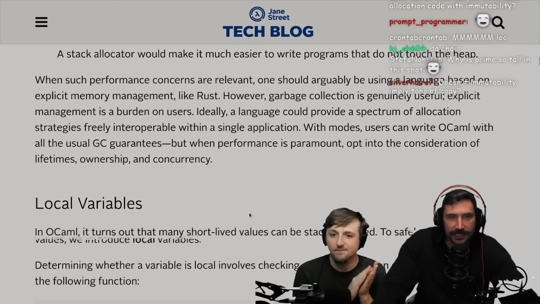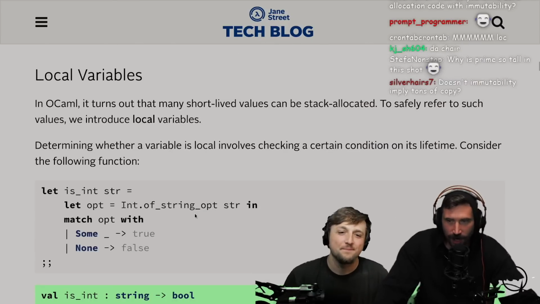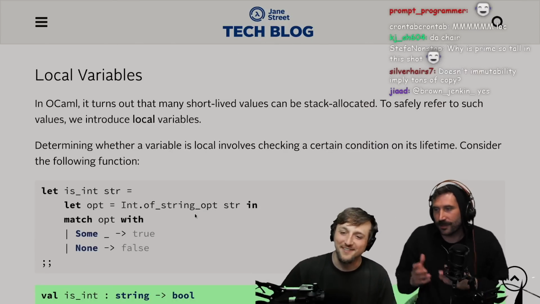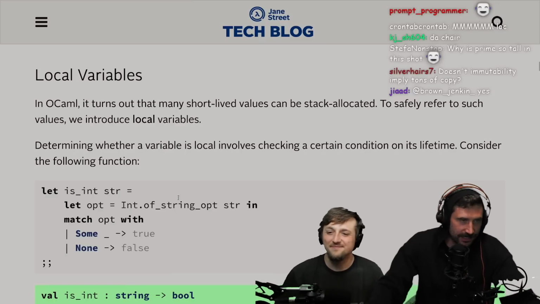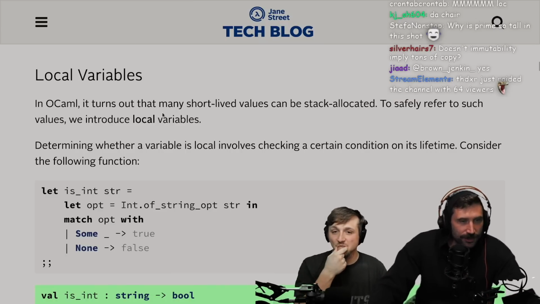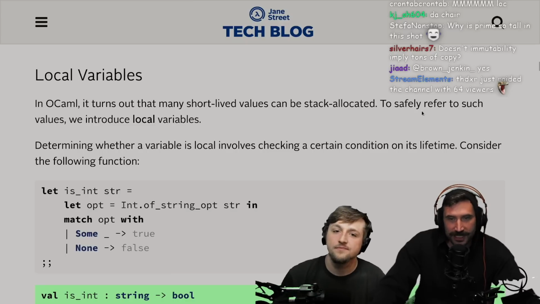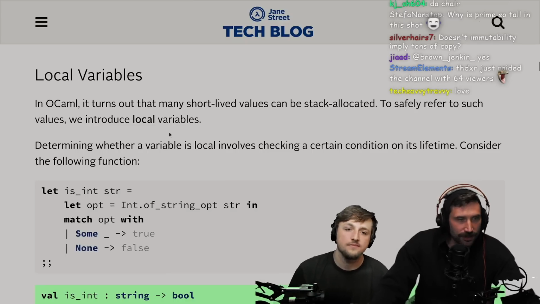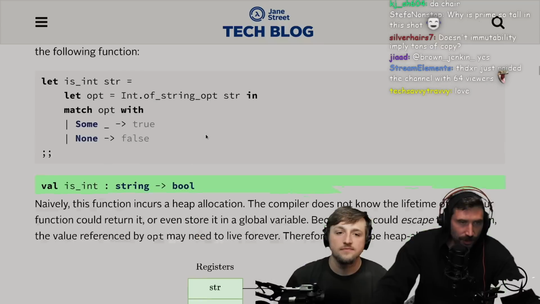Okay, I really like where this is going. So I hope, Big W. I hope that we're going to get to the point of actually seeing what it does now. Yes, okay, local variables. OCaml. Let's see. In OCaml, it turns out that many short-lived values can be stack allocated. To safely refer to such values, we introduce local variables.